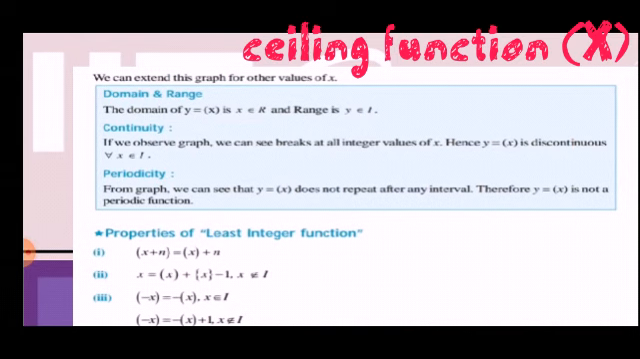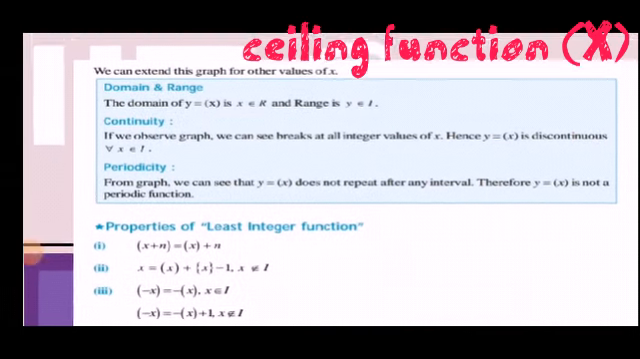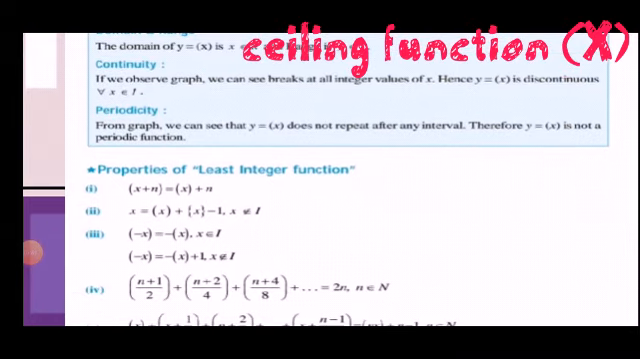Periodicity: if you see the periodicity of the least integer function from the graph, y equal to ceiling of x does not repeat after any interval. Therefore, it is not a periodic function. Properties of the least integer function.